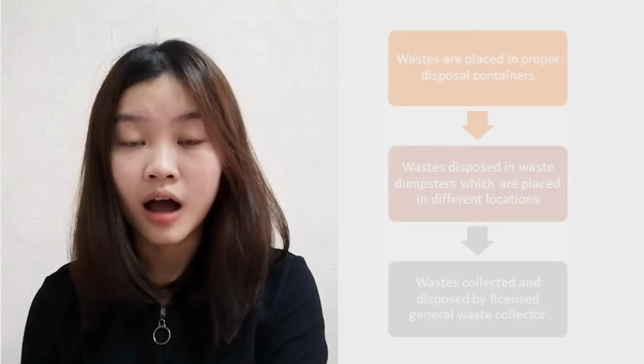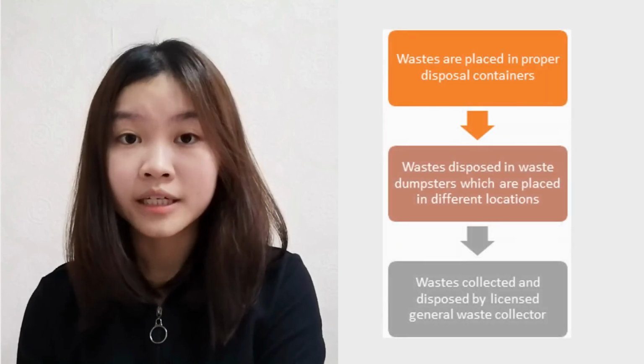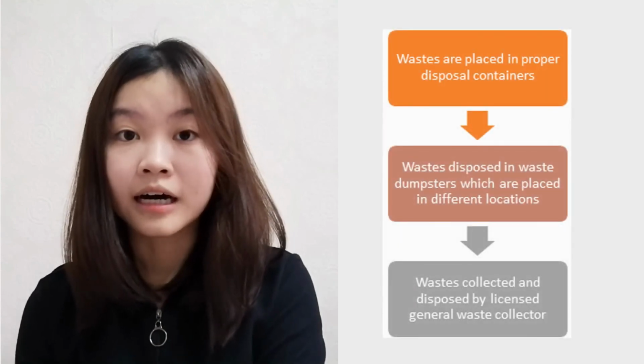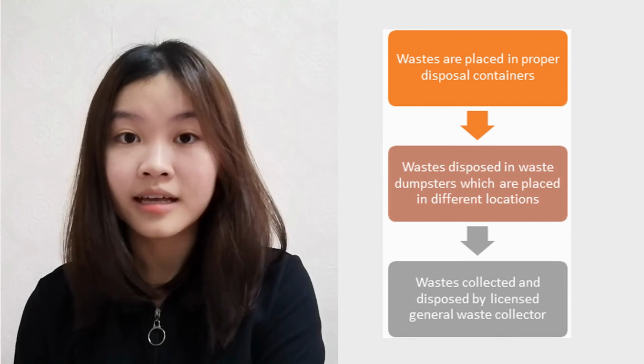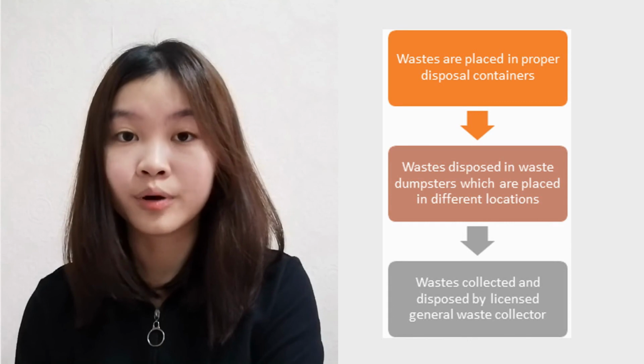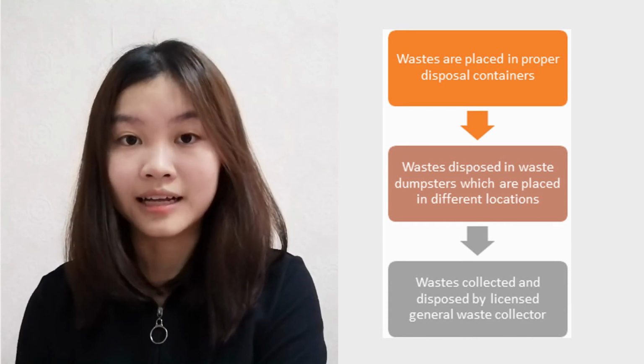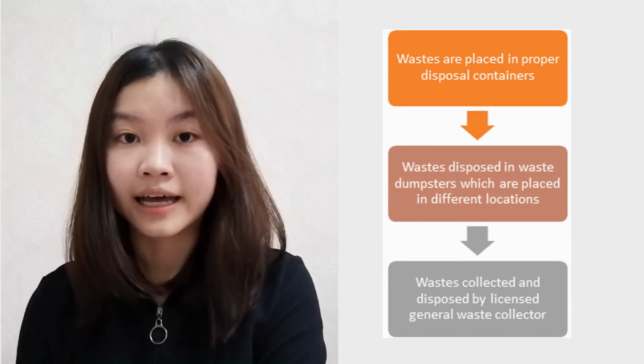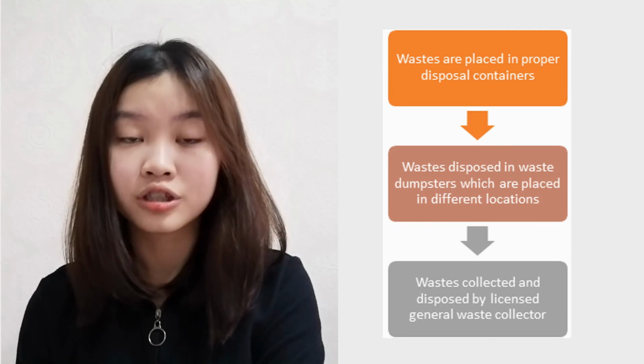Next, we'll look into how the general waste is being disposed of. Firstly, the waste must be stored in the disposal container, such as plastic bag. Later, the waste must be disposed to the dumpster. And lastly, the waste will be collected by licensed general waste collector.